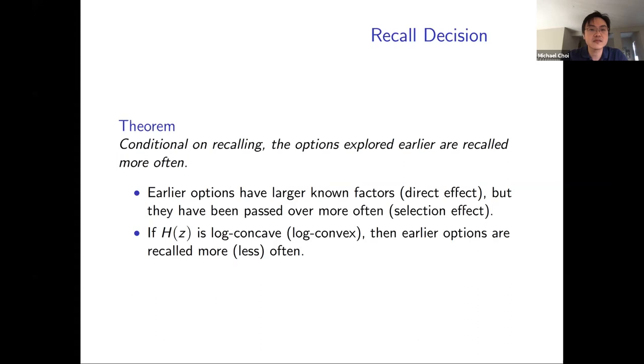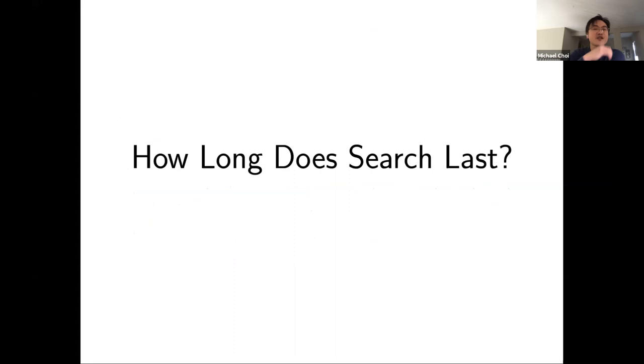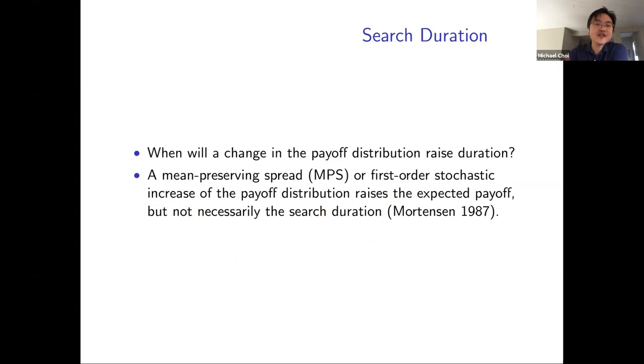Now next, the second question that Longless mentioned: how long does search last? Of course, there's a huge literature in labor search on unemployment duration. Here, we actually refer back to that literature. Long time ago, Mortensen already pointed out that in general, if you have a mean preserving spread of the wage distribution, it's good for the searcher. So payoff-wise, it goes up for the searcher. But the behavioral aspect is ambiguous. You cannot really predict the searcher will spend more time or less time searching. So that's a well-known open question, actually.